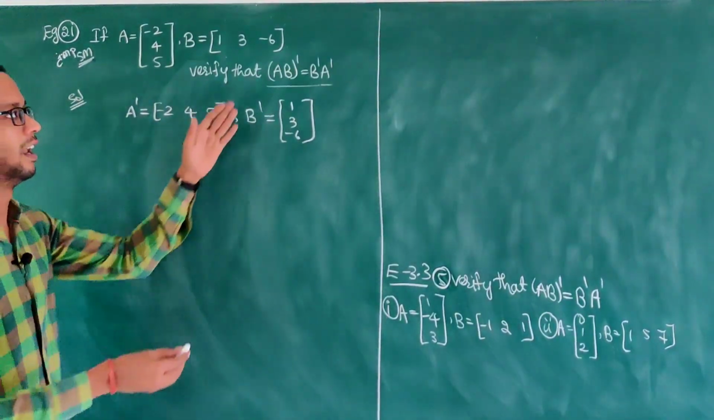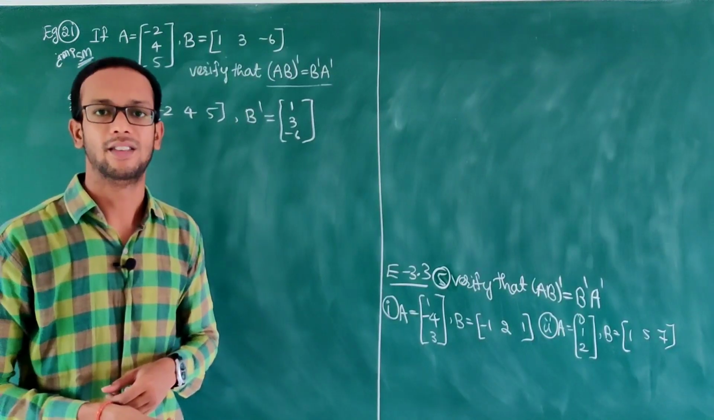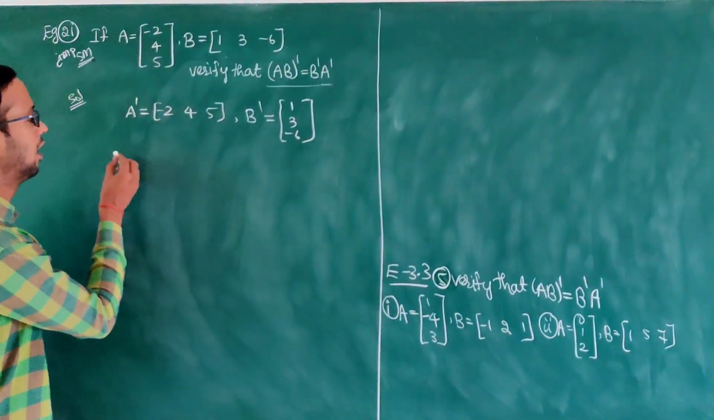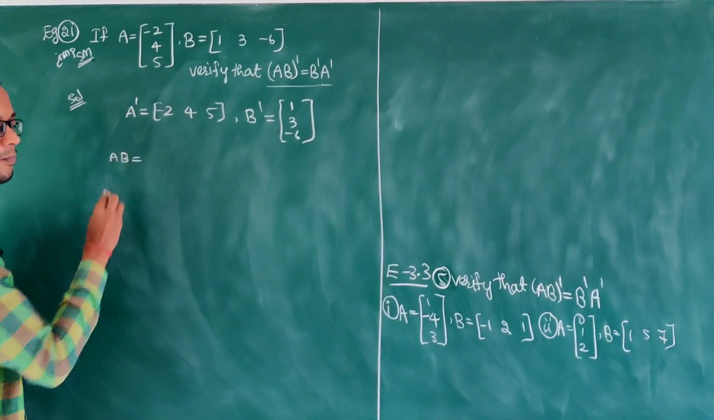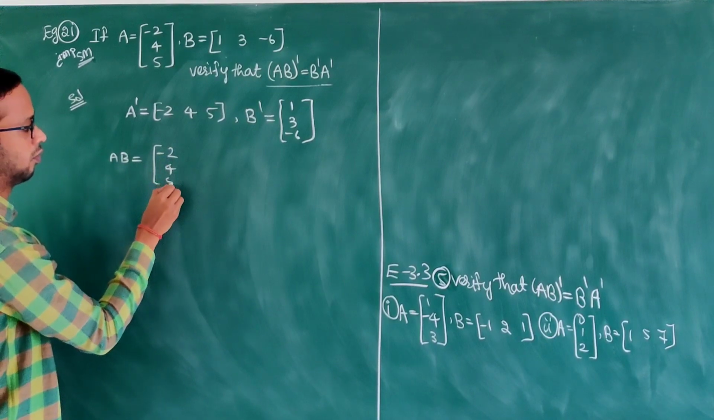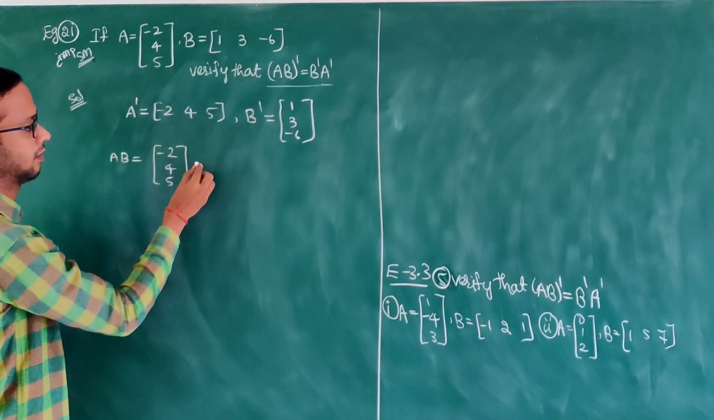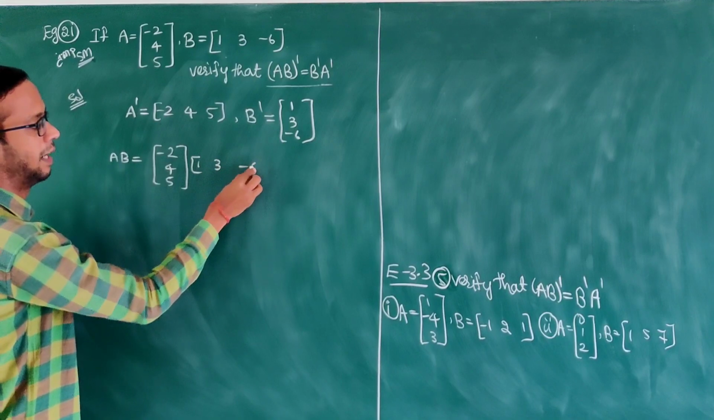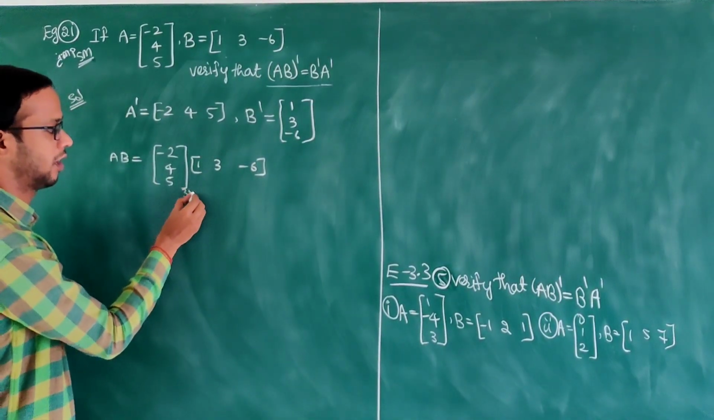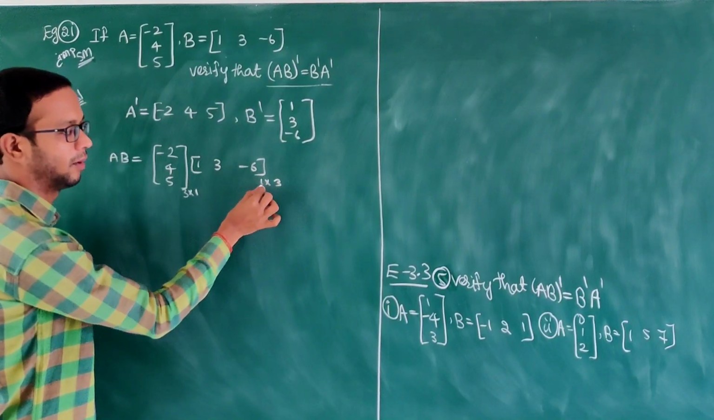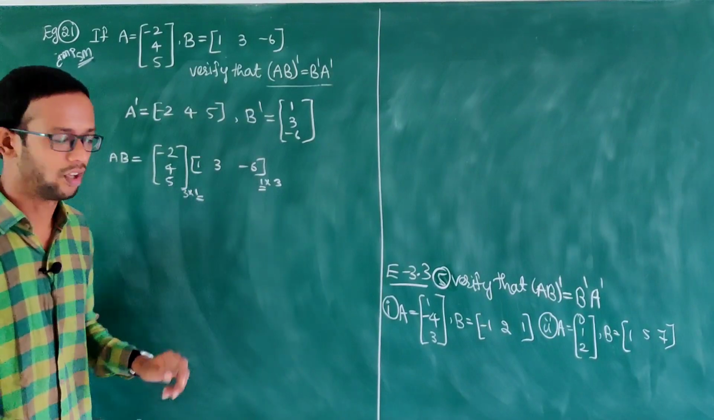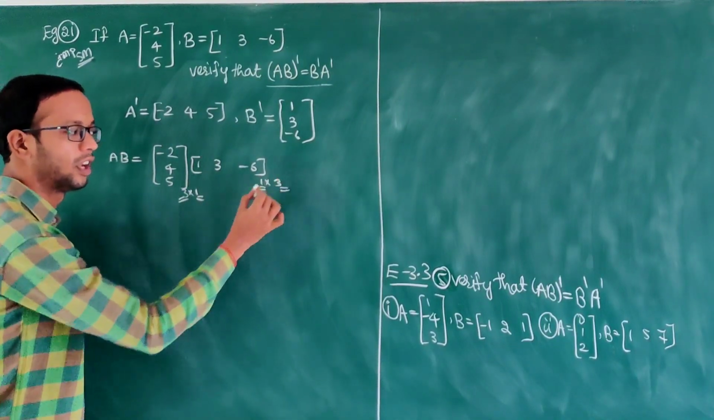Next, what is on the left side? (AB)'. That means first you have to multiply AB, then make the transpose. So first I will find AB. What is AB? Minus 2, 4, 5 times the B matrix: 1, 3, minus 6. Check whether multiplication exists or not. A is a 3 by 1 matrix, B is a 1 by 3 matrix. So 1 column, 1 row. Multiplication exists. The result is a 3 by 3 matrix.